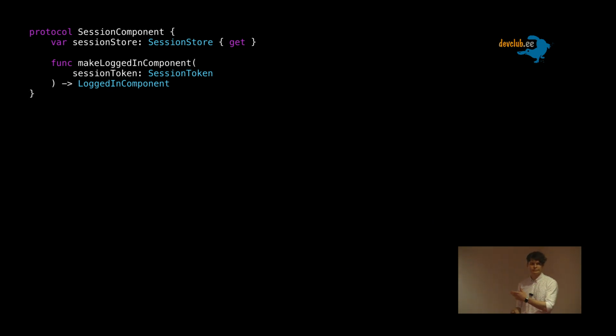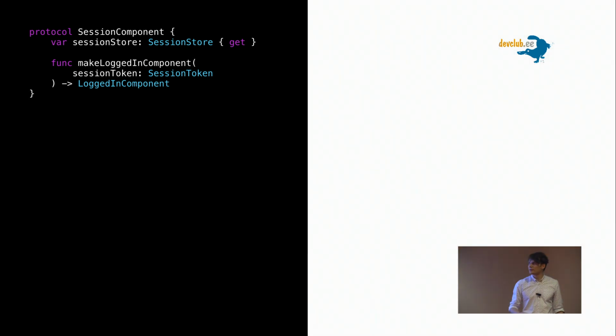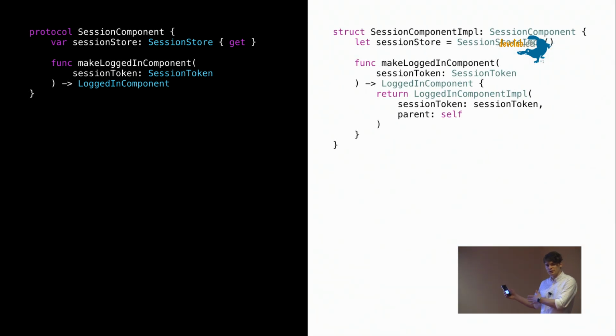This is our, we've seen it already, session component abstraction. It still declares the session store, still provides the way to build the subcomponent, which is logged-in component. This is how you would implement it in the composition group, where you assemble things. Well, the session store is easy. We're the first to use it. If we live in our scope, we will simply instantiate it.